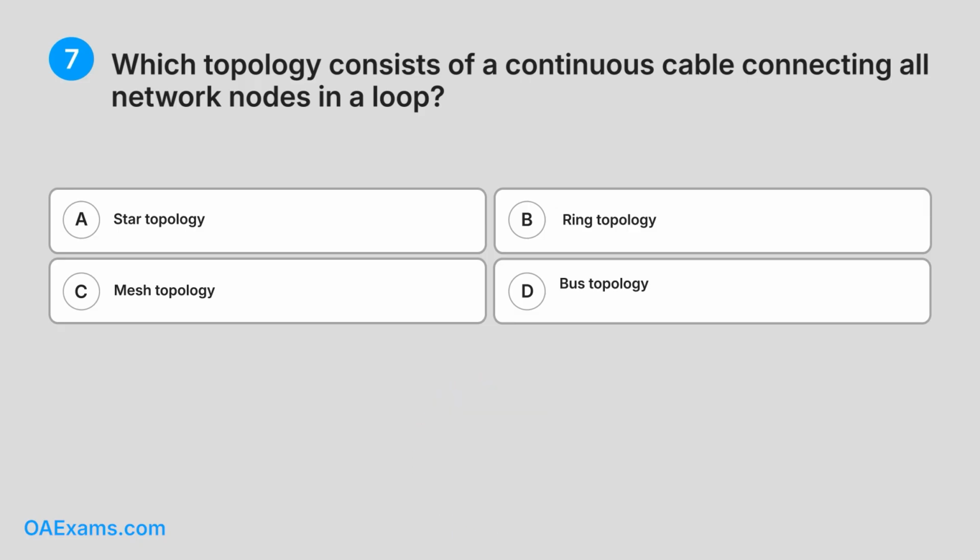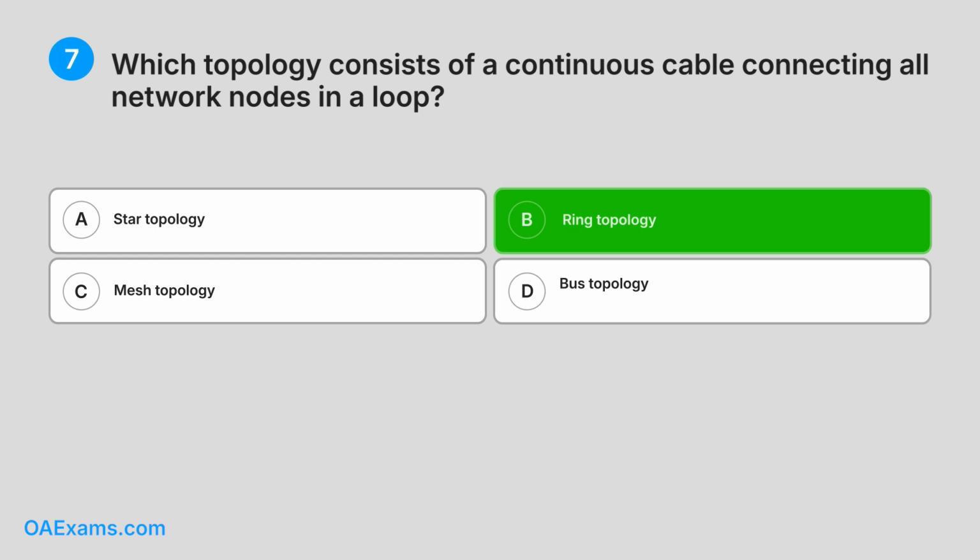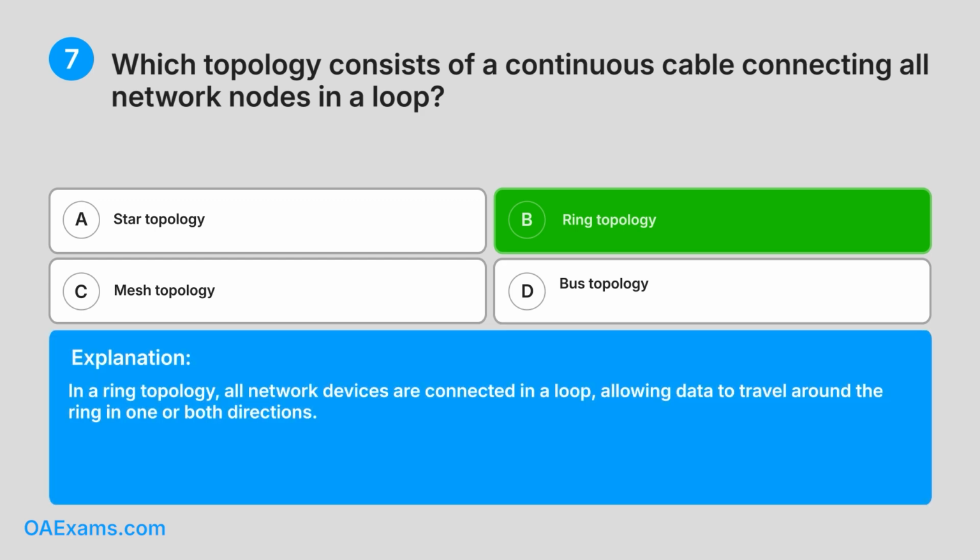Correct answer. B. Ring topology. Explanation. In a ring topology, all network devices are connected in a loop, allowing data to travel around the ring in one or both directions.